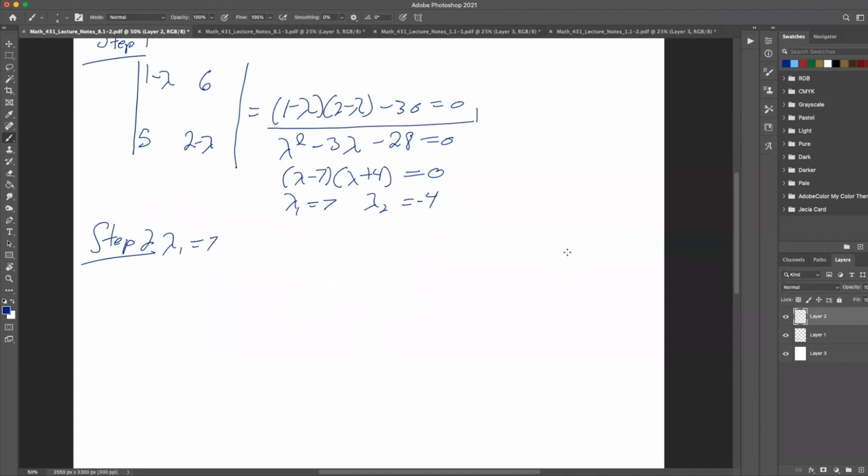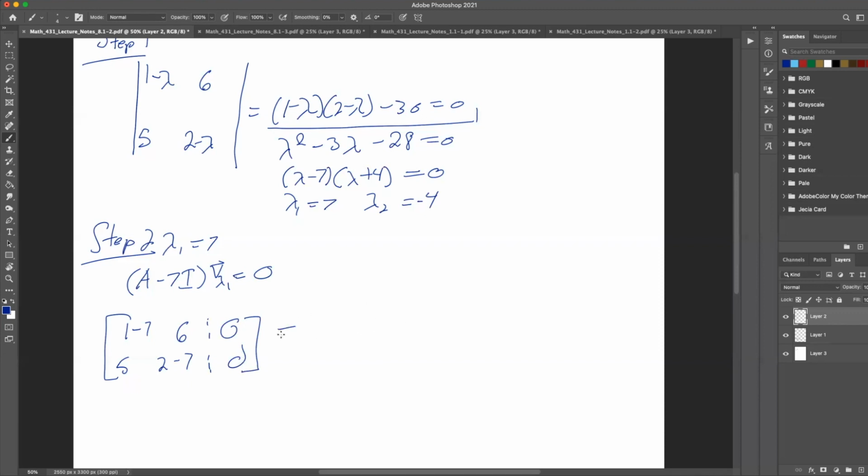So here, it's lambda 1 equal to 7. So we're going to solve this. I'm going to write what we're solving again. See how I erased it. Our vector equal to 0. So this is what we're solving. This ends up translating into 1 minus 7, 6, 5, 2 minus 7, 0.